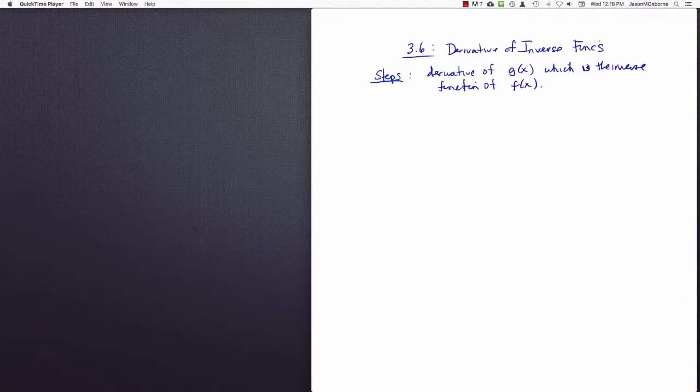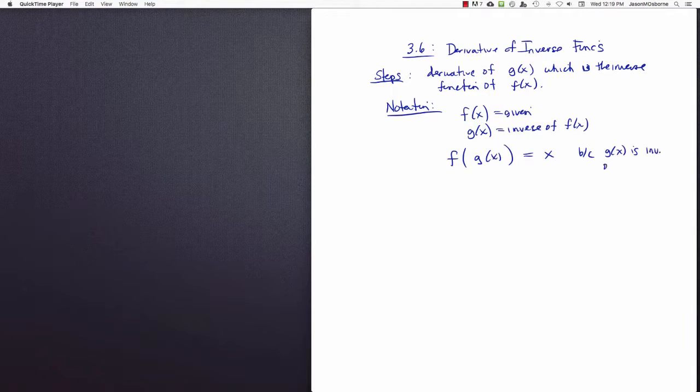Just a real quick note on notation. The derivative of the inverse function of f of x: the notation here means that we have some function f of x that's given, and g of x is its inverse, which means that when you compose f with g of x, you will get x, because g of x is the inverse of f of x. That's what it means to be an inverse.